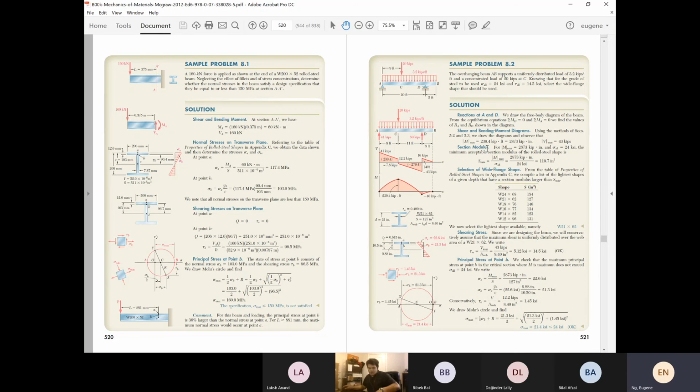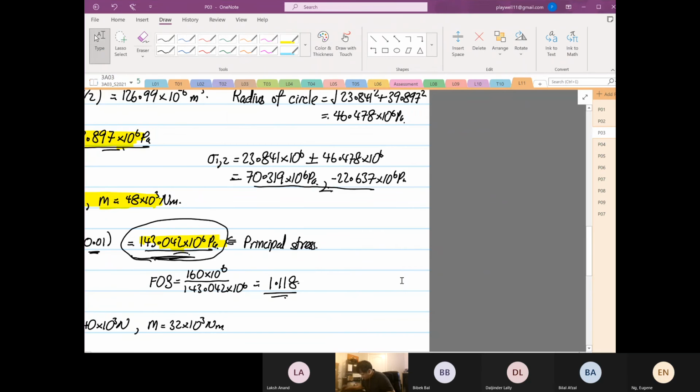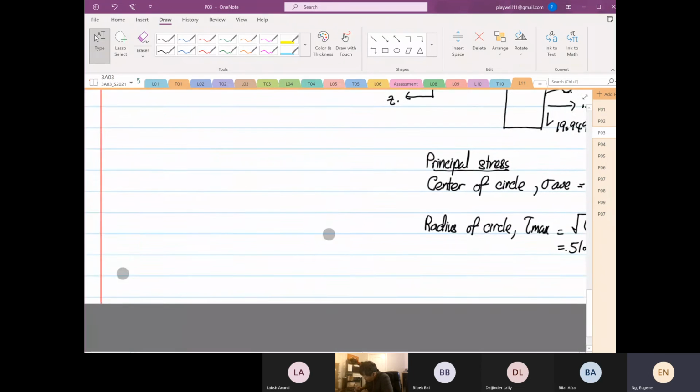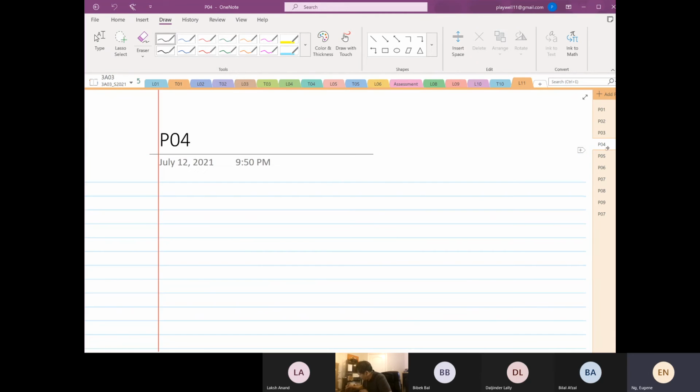You can go away with 2D Mohr circle. Next, we are going to do 3D Mohr circle. This is done on one big chapter. I'll put down here for you to reference: this is the end of chapter 8. Now we are going into 3D Mohr circle.